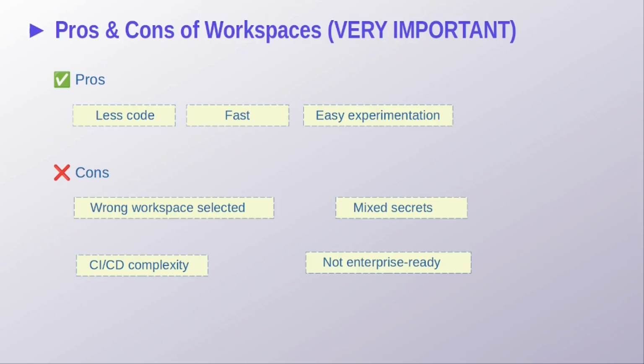Cons. Now let's look at the dangerous part. Wrong workspace selected, missed secret, CI/CD complexity, and not enterprise ready. Let me say this very clearly: one wrong Terraform apply in the wrong workspace can destroy production, and this does happen in real companies. Terraform workspaces are not recommended for production in an enterprise environment. Use workspaces only for sandbox, feature tests, and demos, not for real environments.